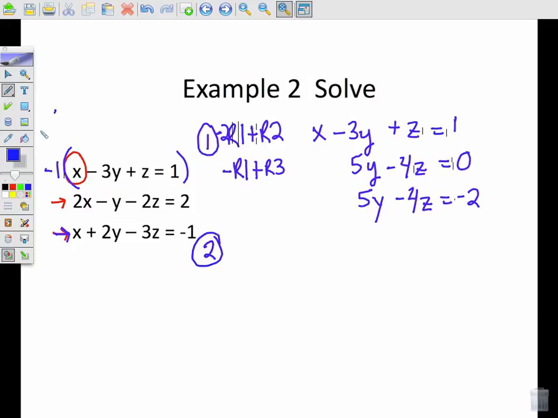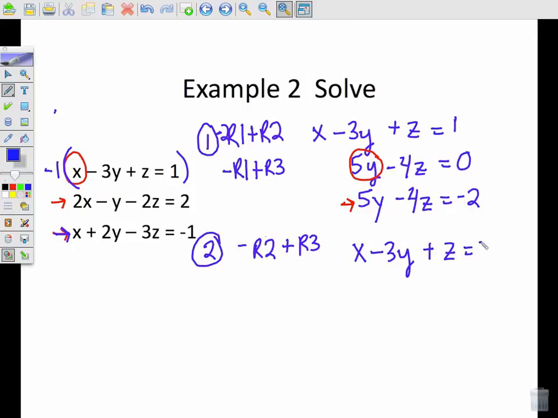All right, our next step then, this is now step 2. We are going to use the 5y here to try to eliminate the 5y below it. So we're going to take negative row 2 and add it to row 3. And we'll just see what we get.